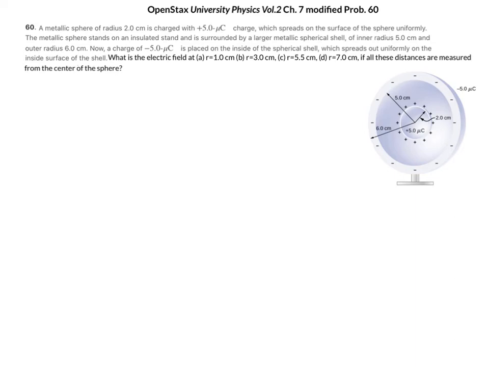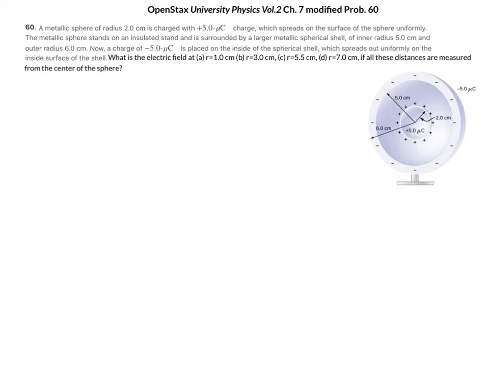Let's look at a modified version of OpenStax University Physics Volume 2, Chapter 7, Problem 60. A metallic sphere of radius 2 centimeters is charged with plus 5 microcoulomb charge, which spreads on the surface of the sphere uniformly. The metallic sphere stands on an insulated stand and is surrounded by a larger metallic spherical shell of inner radius 5 centimeters and outer radius 6 centimeters.